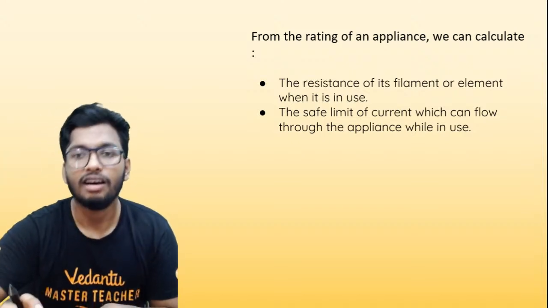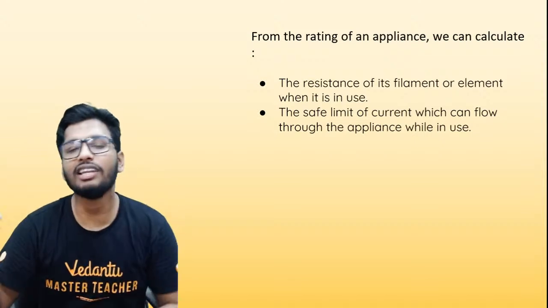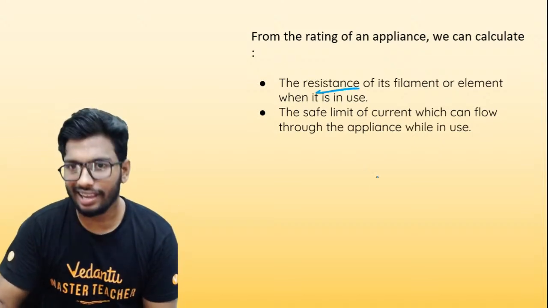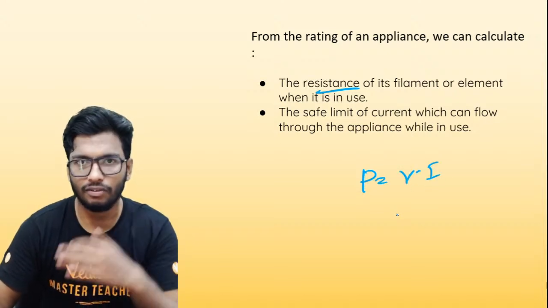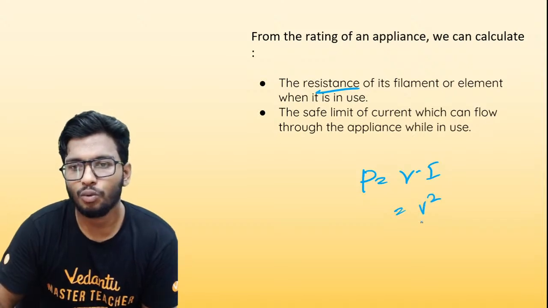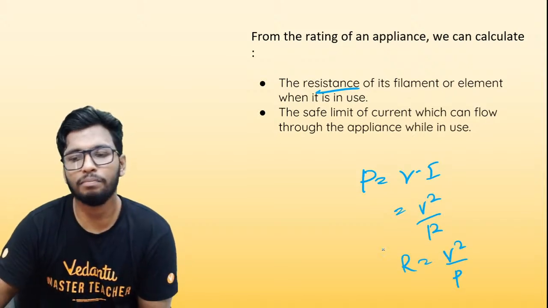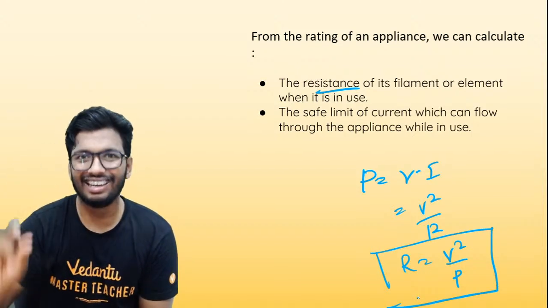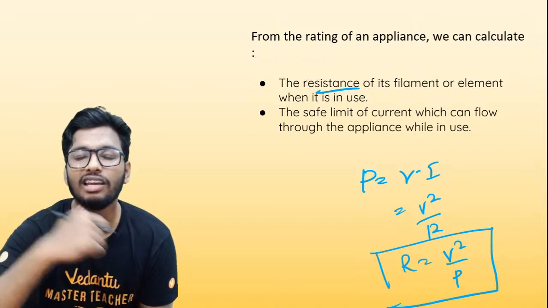If I have an appliance, from the ratings given at the back of the appliance, we can calculate the resistance of the filament. Again, how? P is equal to V into I. So what is I? Given the voltage, I is nothing but V by R. So P is V square by R. So what is R? R is equal to V square by P. Simple.